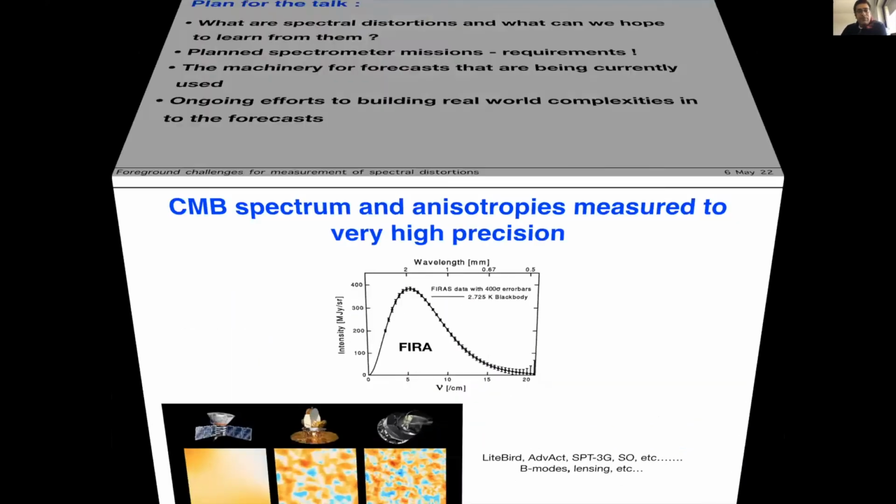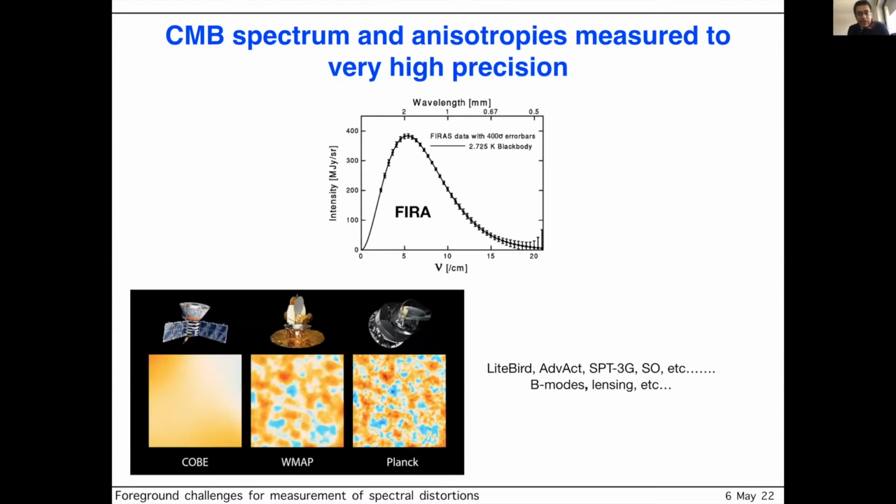So we've measured the CMB spectrum extremely well. It's one of the best known black bodies that we have in the universe. And ever since, we have been measuring the anisotropies in the sky to more and more precision over the past 2 or 3 decades. And the saga kind of continues.